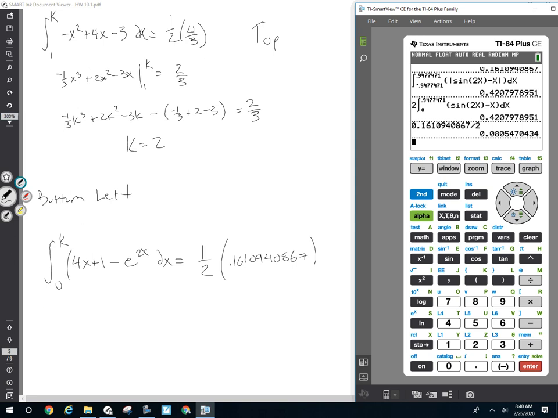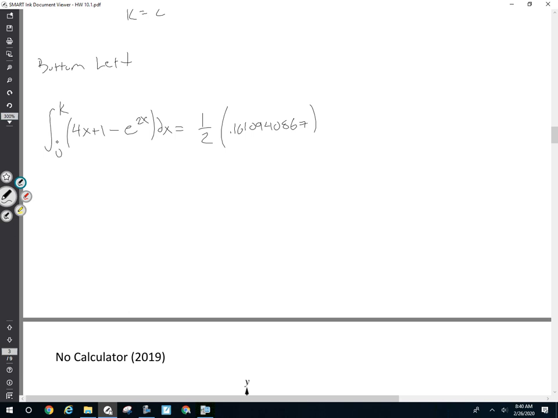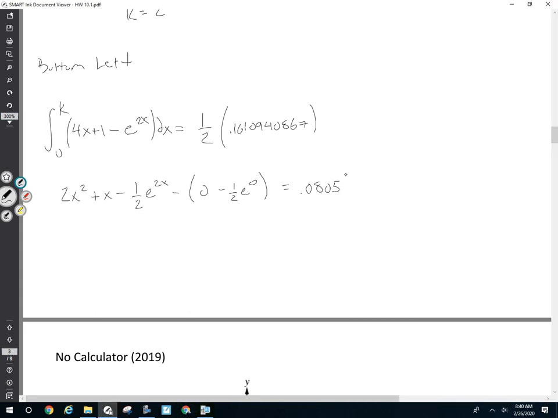Okay, but then the next procedure is to take the antiderivative of this left side, plug in k and plug in 0. So I got 2x squared plus x minus the antiderivative of e to the 2x. We need to remember that is 1/2 e to the 2x. It's the antiderivative. Then I subtract. When I plug in 0, I get 0, but I have minus 1/2 e to the 0. E to the 0 is 1, so I have this minus 1/2, and then that's equal to that value, 0.080547043.